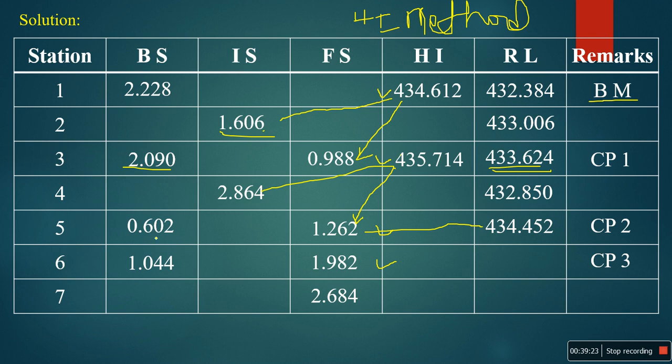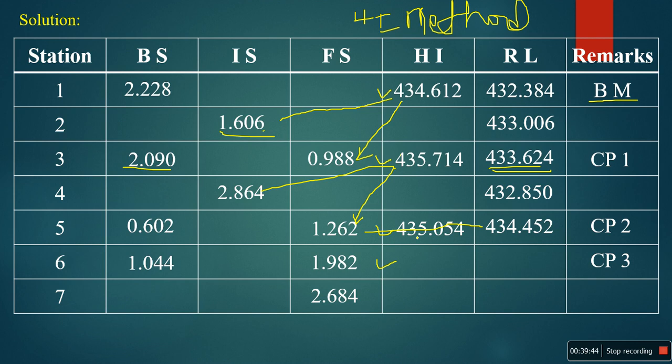Now again there is a change of instrument. We know the BS value for the new HI here, so that is 434.452 plus 0.602 meters. That is equal to 435.054 meters. Next, again they are immediately changing the instrument here.